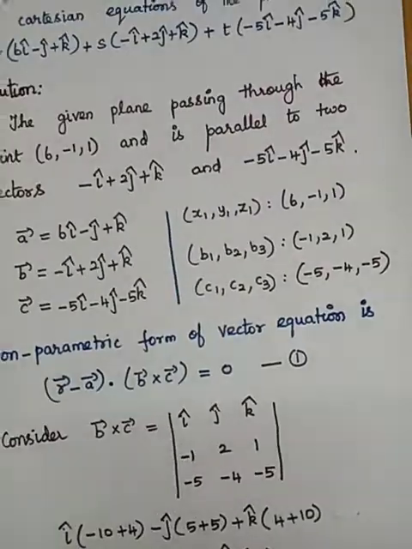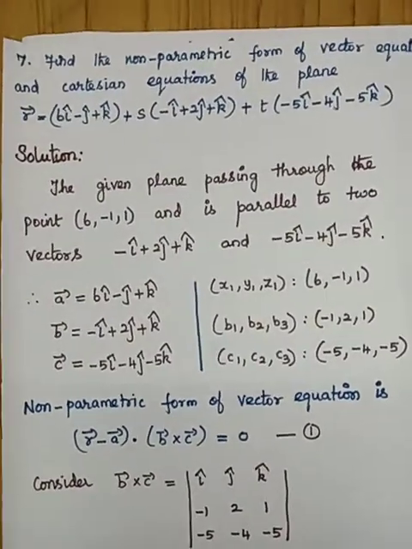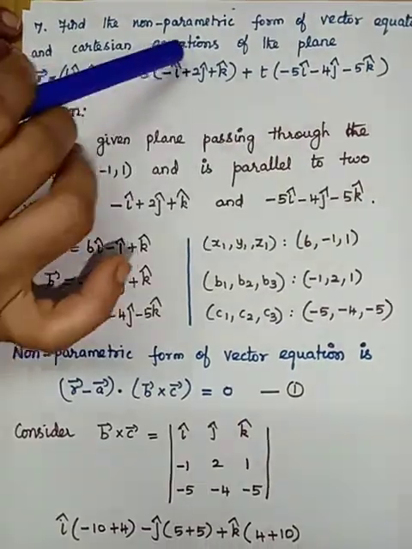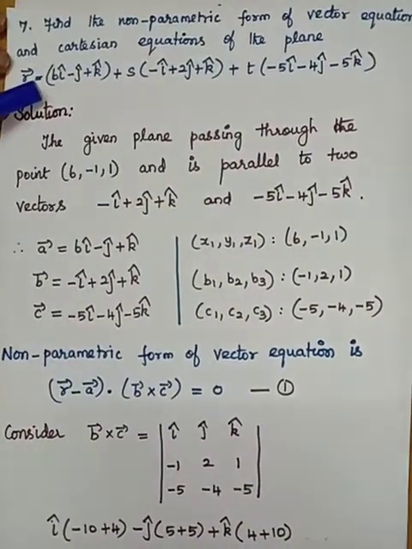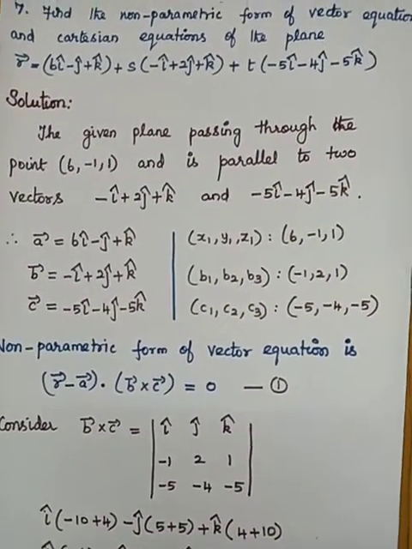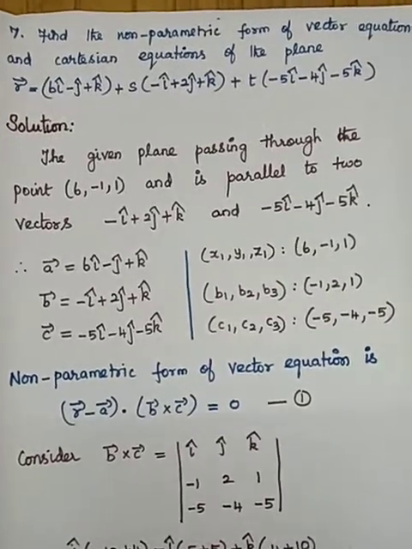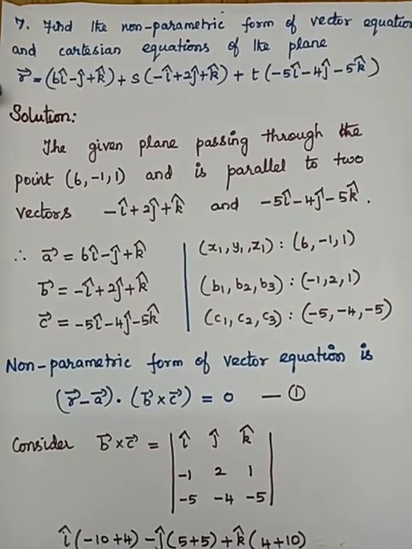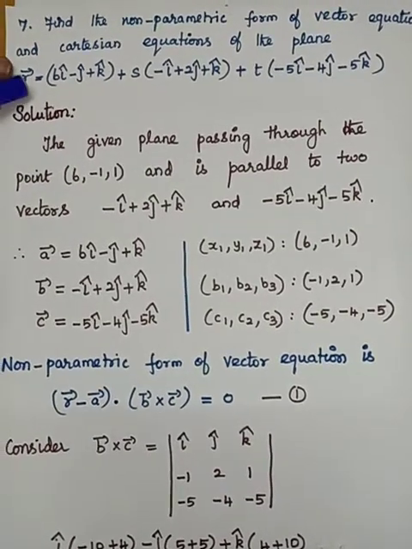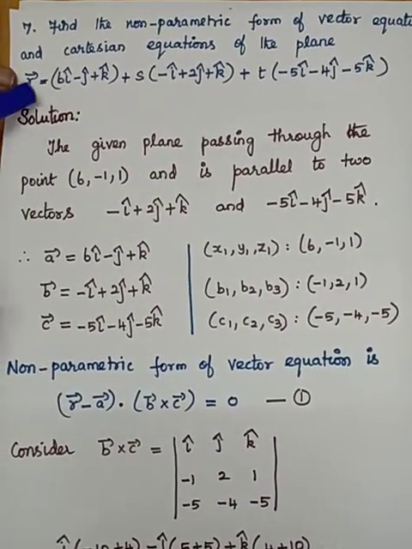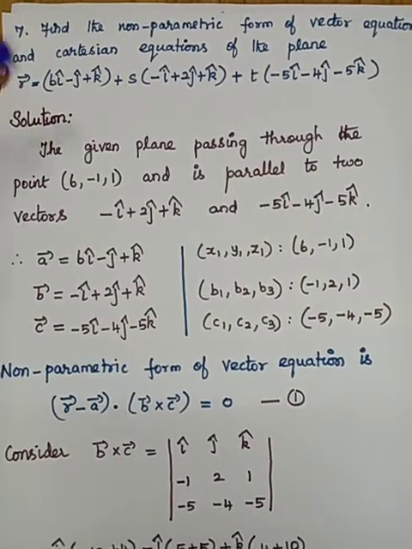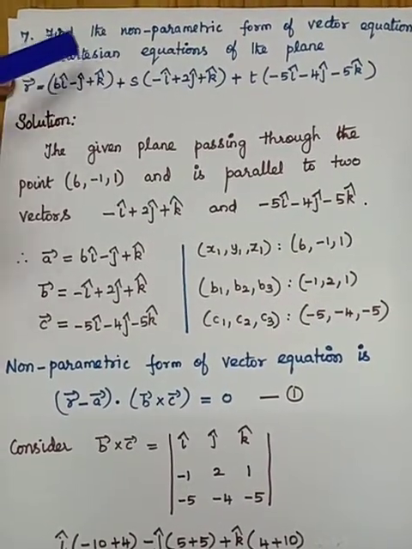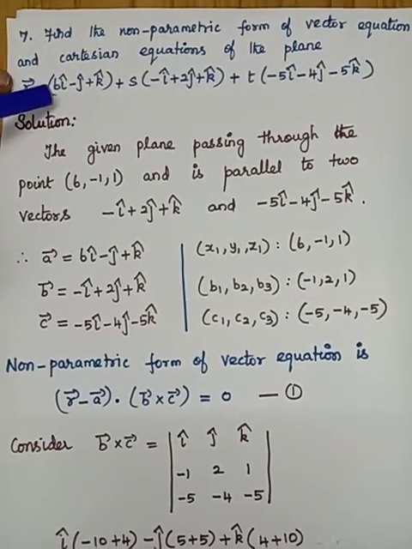Okay, come to the seventh problem. Find the non-parametric form of vector and Cartesian equation of the plane. In the previous problem, they have given passing points or parallel vector or perpendicular to the plane. Here the parametric form of the vector equation of the plane is given. For this plane, we have to write the non-parametric form and Cartesian equation of the given plane.